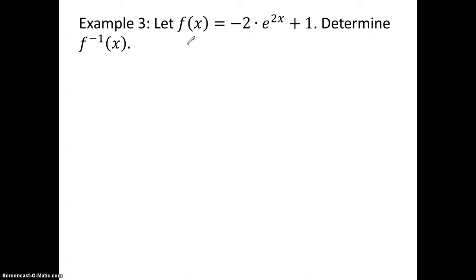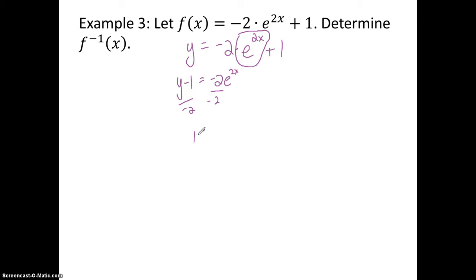So again, to find the inverse, we're going to make y equals -2 times e to the 2x plus 1. Now again, you always want to solve for the exponent part first. So we're going to subtract 1 over. So we're going to have y minus 1 equals -2 e to the 2x. Then we're going to divide by negative 2. I don't like the negative in the bottom, so I'm going to switch the top here to 1 minus y over 2 equals e to the 2x.